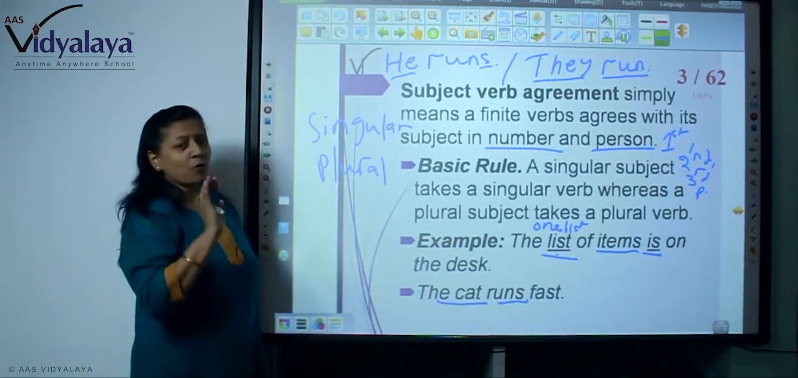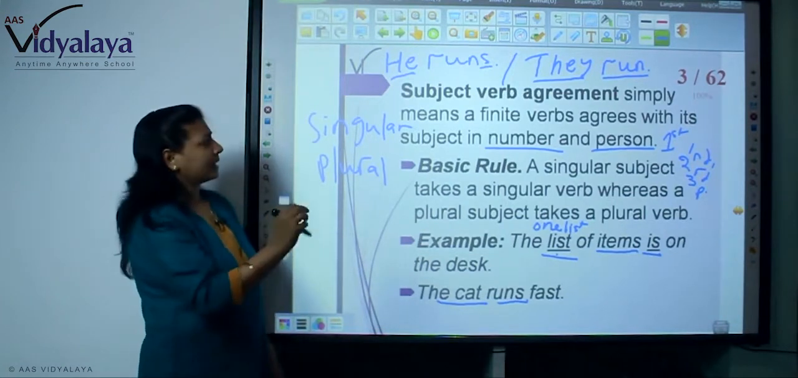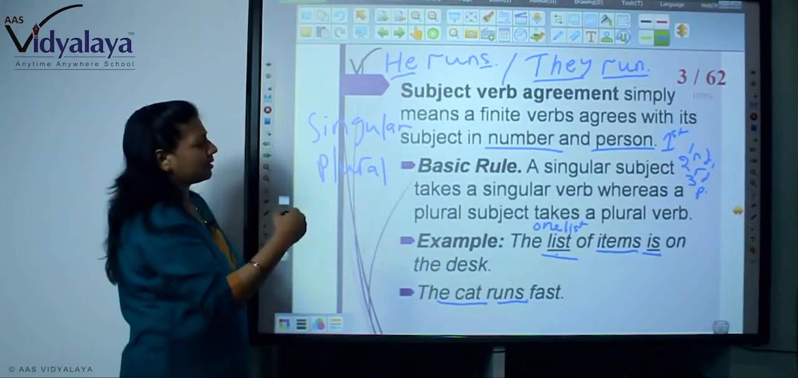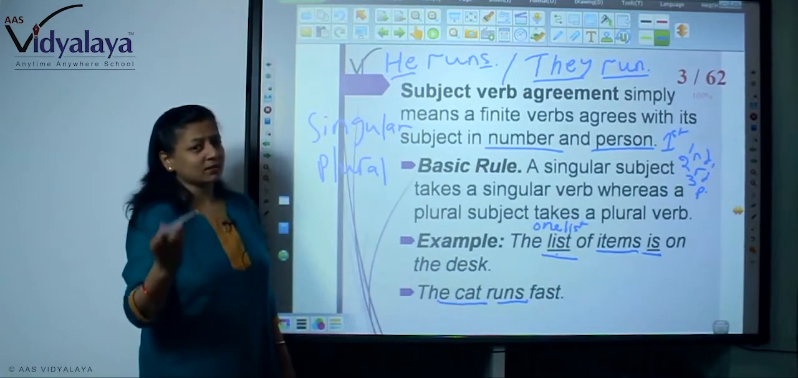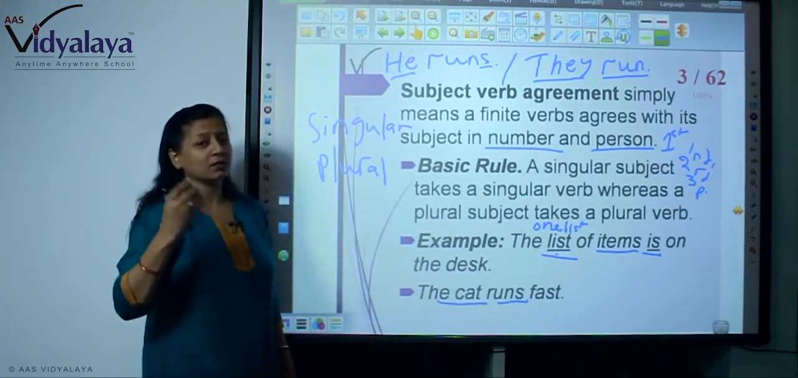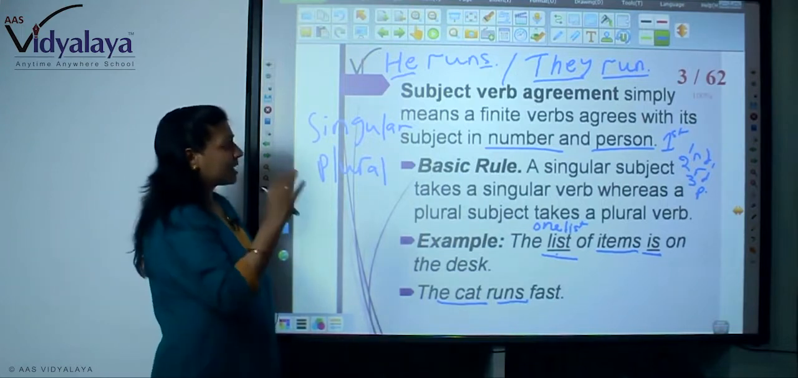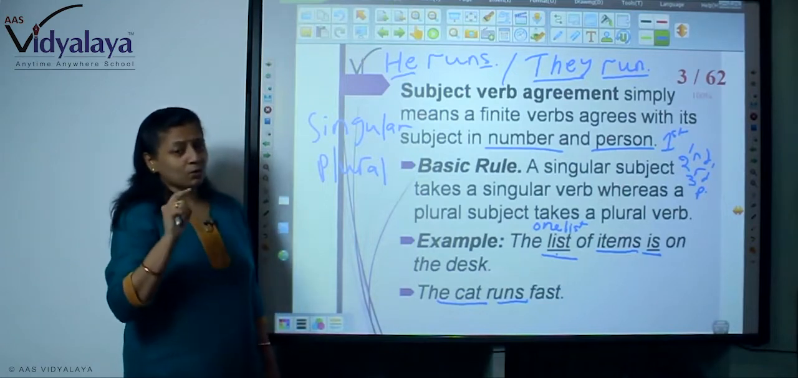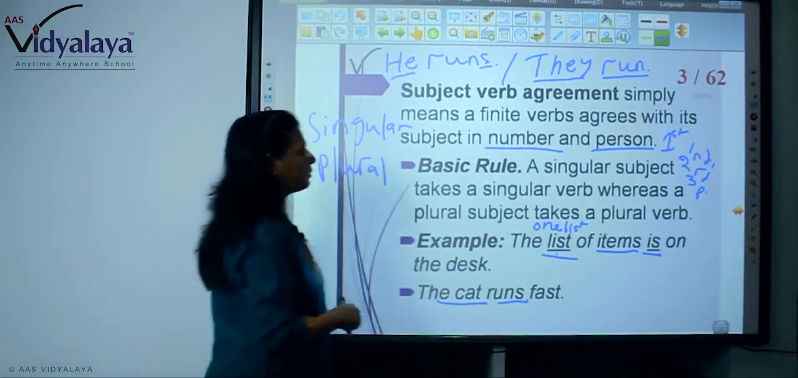Understood? If you go through the slide again, you will find first is the definition, number is singular and plural, and the person is first person, second person, third person. I will keep on reminding you of the first person, second person and third person. And the basic rule is singular subject goes with singular verb, plural subject goes with plural verb.